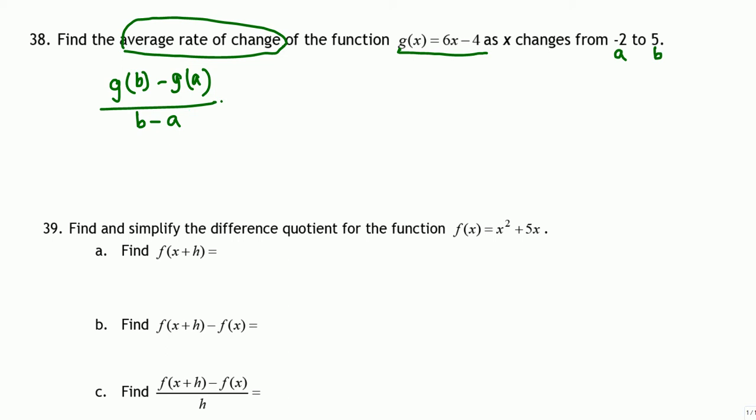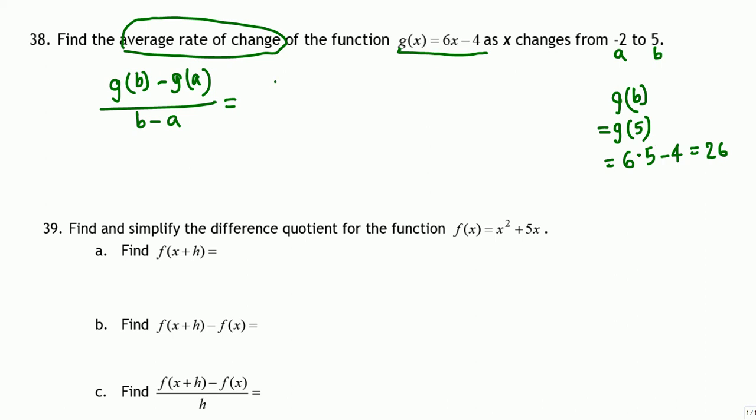Let's evaluate this. What I would do is evaluate separately here, and not do everything at once. So evaluate g at b. This is the g function, so g at b means g at 5. So replace x by 5: 6 times 5 minus 4. 6 times 5 is 30, minus 4 is 26.